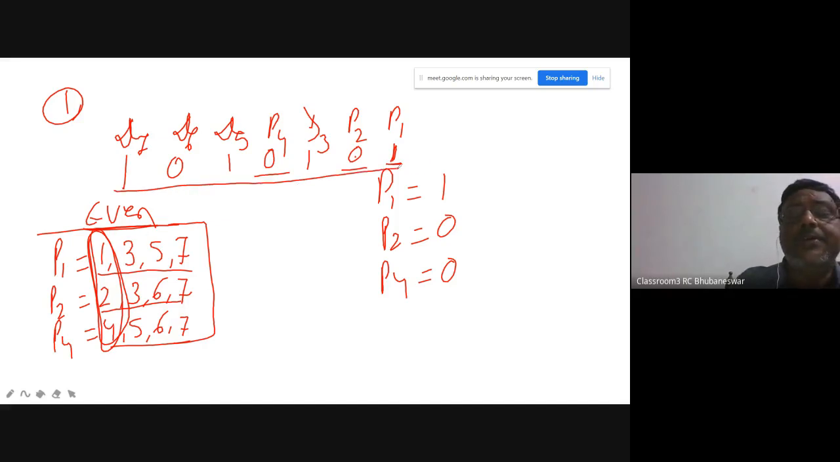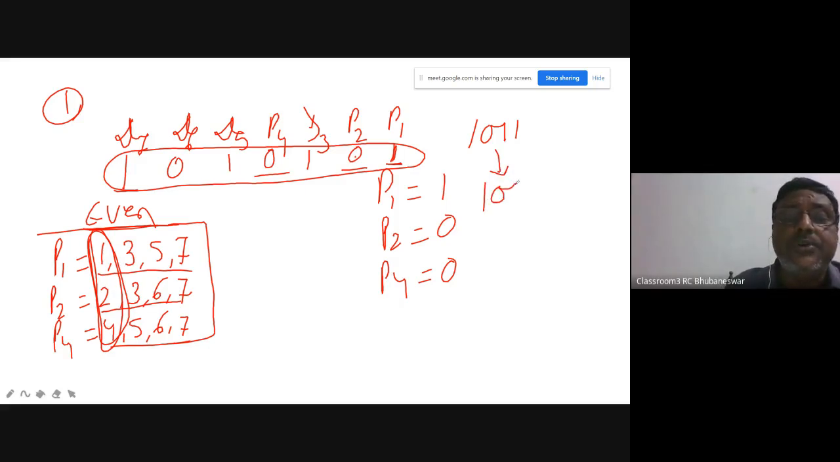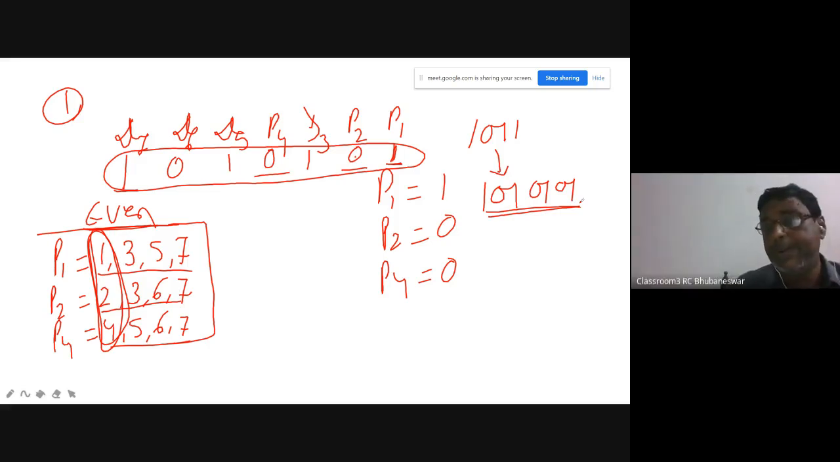This is the Hamming code. When you are sending the data bits 1011, automatically these 3 bits will be attached and form a 7-bit code, that is 1010101. This is the construction of the Hamming code. Understand? Now write down one question.